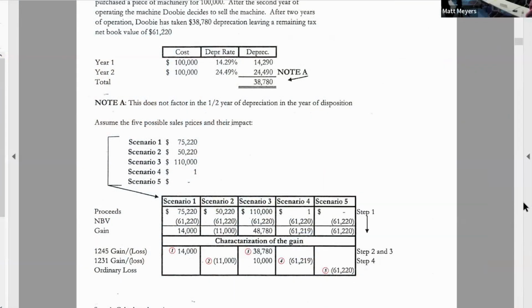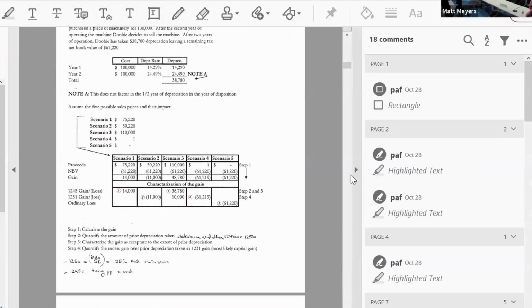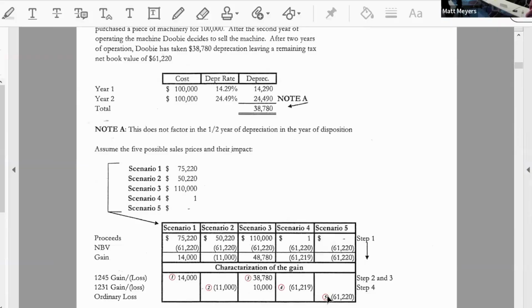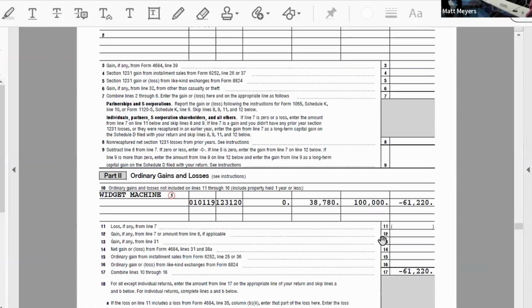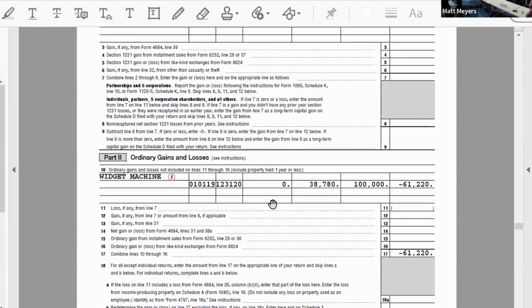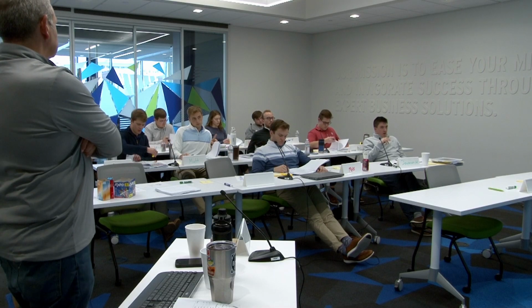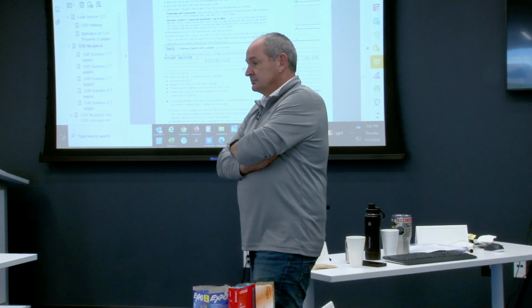So then we have the abandonment. It goes on part two, ordinary gains or losses. And where do you suppose that goes? Page 1. Page 1, because nobody would have the opportunity to treat that differently.